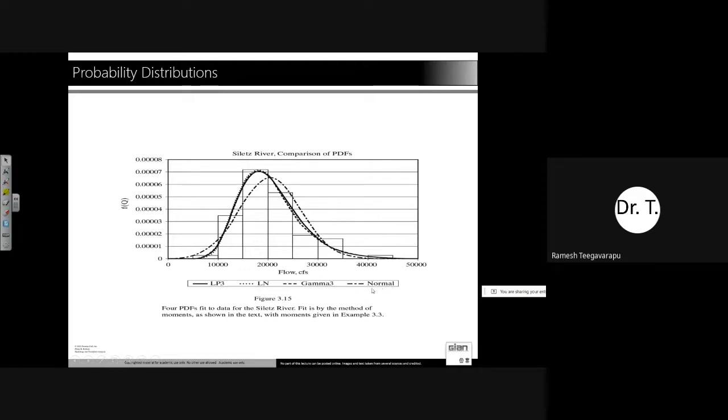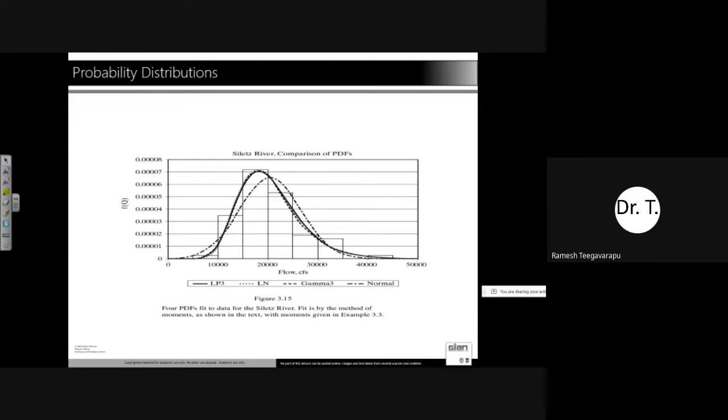I do have some issues with normal distribution being fitted to our data, because normal distribution states that there's a negligible amount of probability for negative flows, because normal distribution moves from -infinity to +infinity. So there's a problem with that. So again, the other distributions are valid.